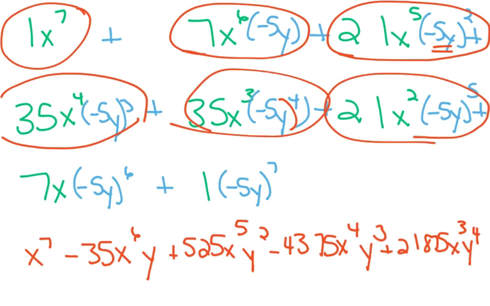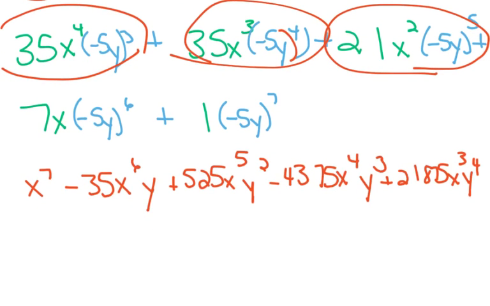The next term is going to be negative because I'm raising a negative to an odd power, and negative 5 raised to the 5th power is negative 3125, and negative 3125 times 21 is negative 65,625 x squared y to the 5th.